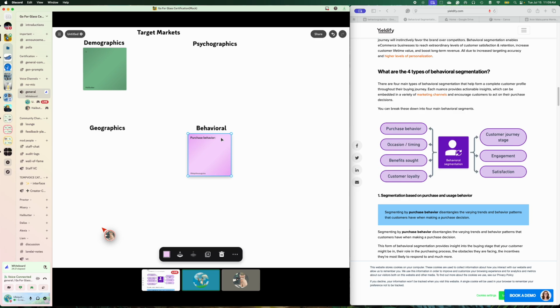There we go. So for purchase behavior, this is pretty basic. This is how are they interacting with your brand to purchase? Is it online? Is it in person? Are they interacting with you frequently before they're purchasing? Are you thinking it's an impulse purchase? Do you have any ideas? Just spitball here. I'll take notes.